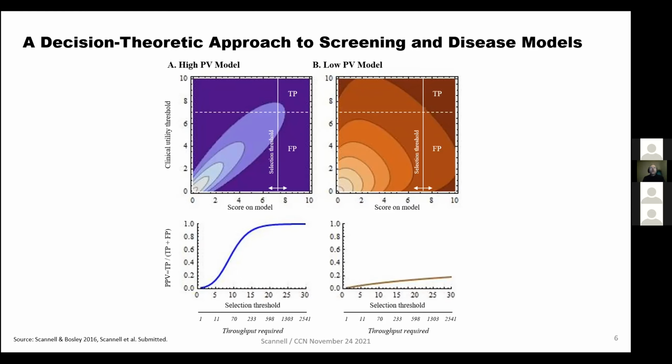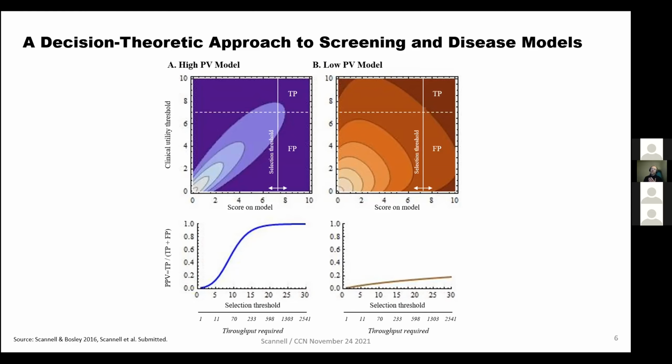And one looks at the parameter called positive predictive value, which this audience will know, but some I talk to won't, is the true positives, which are in the upper right quadrant, TP, divided by the true positives plus false positives. And one can perform a bunch of sensitivity analyses. One can vary the correlation coefficient between the score on the model and clinical utility in man. One can vary the threshold at which things work in man or not, right?